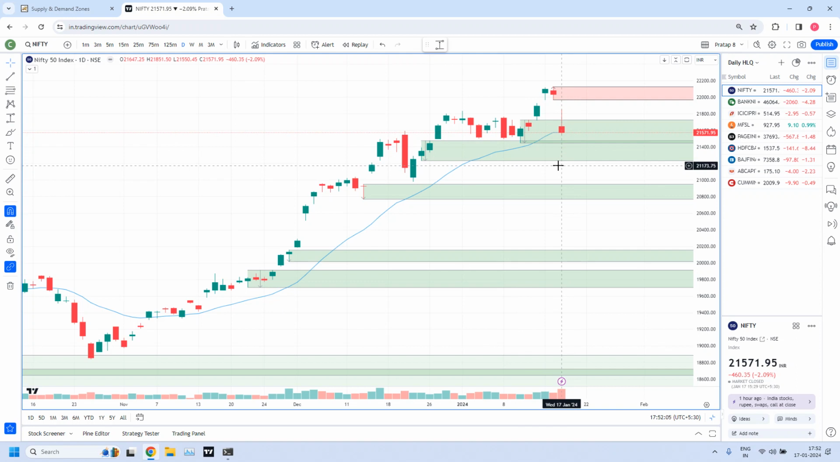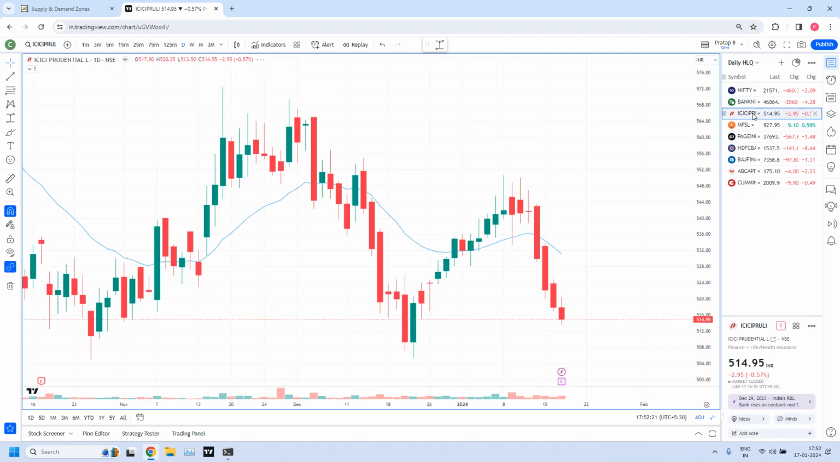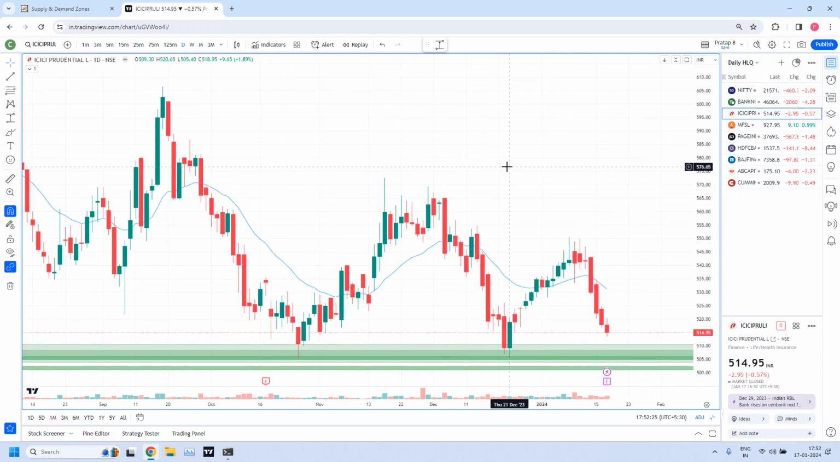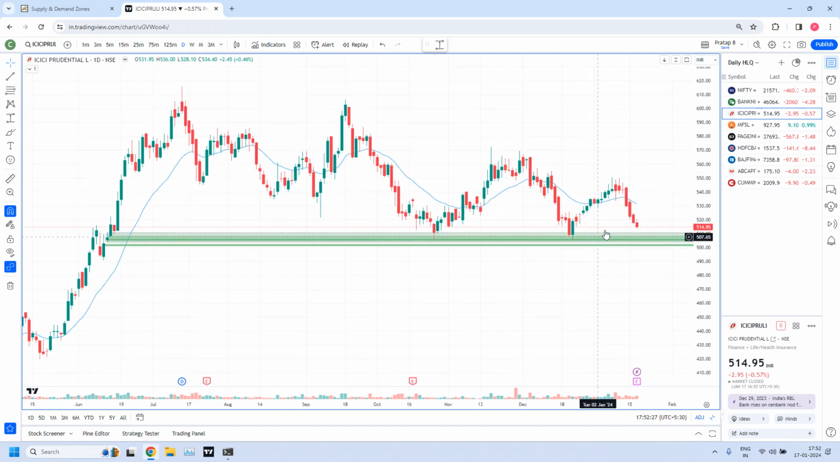Now let us analyze the high liquidity zones generated in our yesterday's report. Yesterday 7 high liquidity zones were generated in daily and 75 minutes time frame. Let us go through them one by one. The first one is ICICI Prudential. This is a daily high liquidity demand zone. Prices haven't reached into this zone today. That's why we didn't get the entry. But let me show you what is the analysis we did.